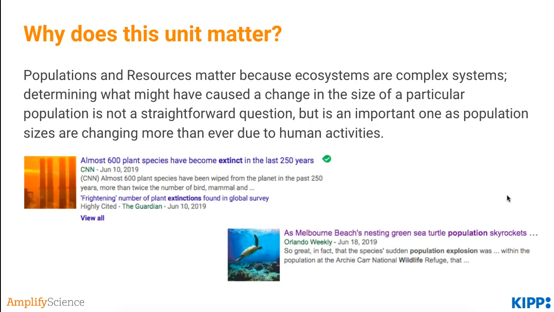Populations and resources matter because ecosystems are complex systems. Determining what might have caused a change in the size of a population is not a straightforward question, but it's an important one as population sizes are changing more and more due to human activities.